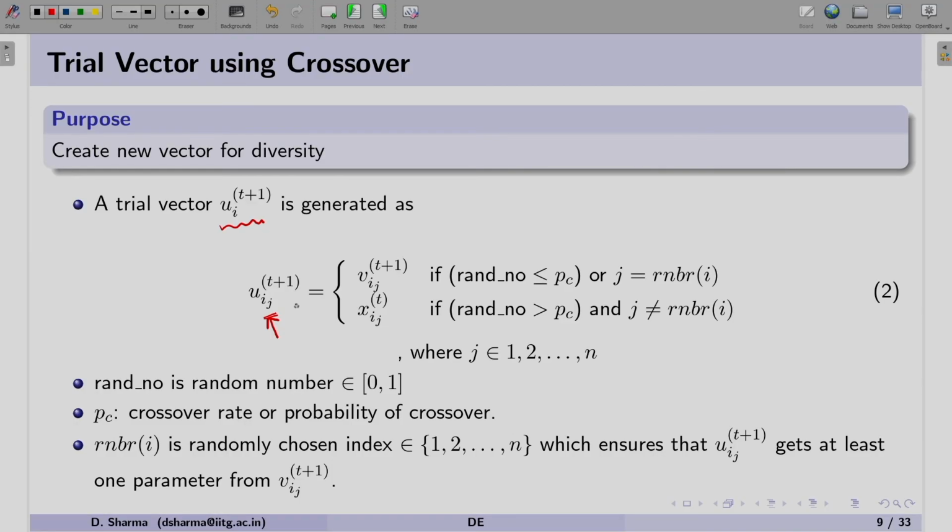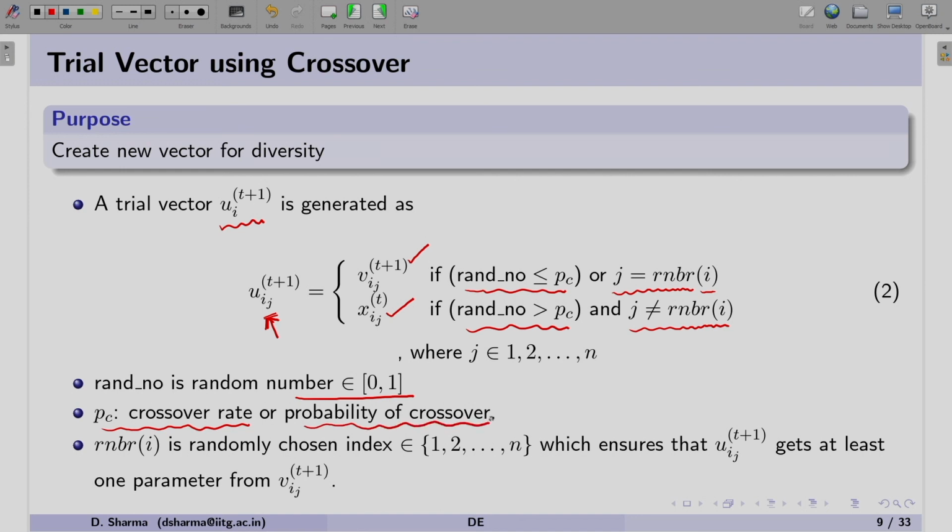It says that for the jth variable, if the random number is smaller than PC or j equals rnbr(i), we will see what that is, then we are going to take the jth component from the mutant vector. If the random number is greater than PC and j is not equal to rnbr(i), we are going to take the jth component from the target vector. Here the random number is generated between 0 and 1, and PC is the crossover rate, or we can say the probability of a crossover.